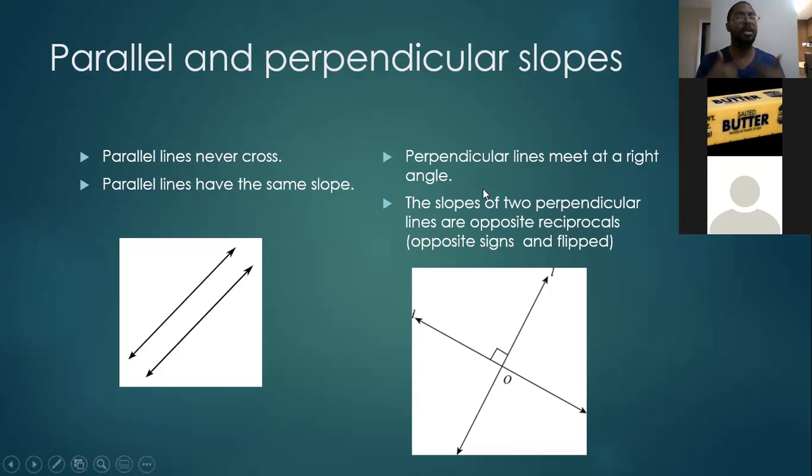Perpendicular lines meet at a right angle. And what we can say about their slopes is that they have opposite reciprocals. And we'll talk about what that means in a second.